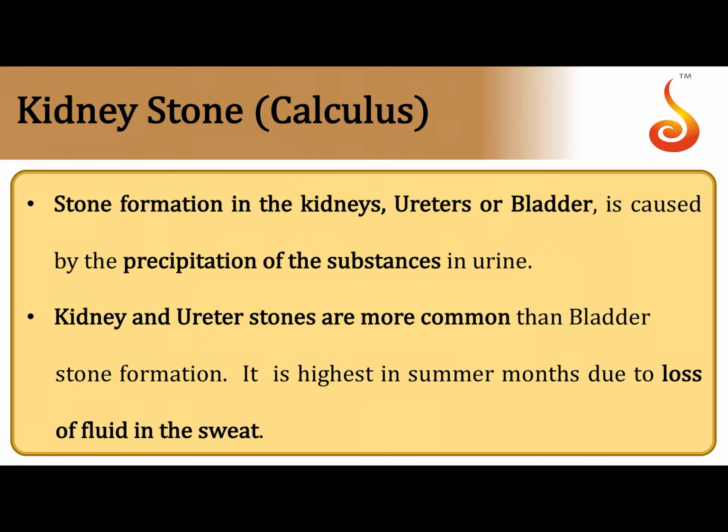Now, one of the disorders associated with the excretory system is the kidney stone, or the renal calculus. Very commonly, kidney stones are found within the kidneys and the ureters. However, they are less commonly found in the bladder, and they are formed by precipitation of substances in the urine. So, like I told you, kidney and ureter stones are much more common in comparison to bladder stones.